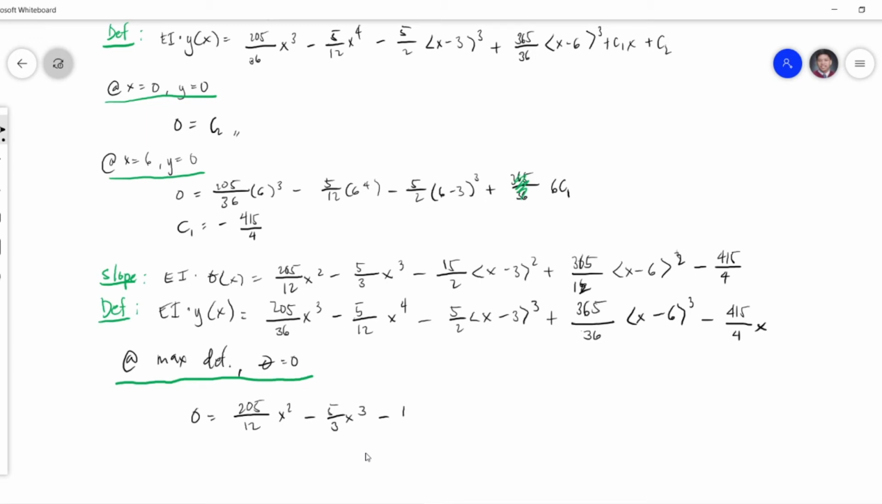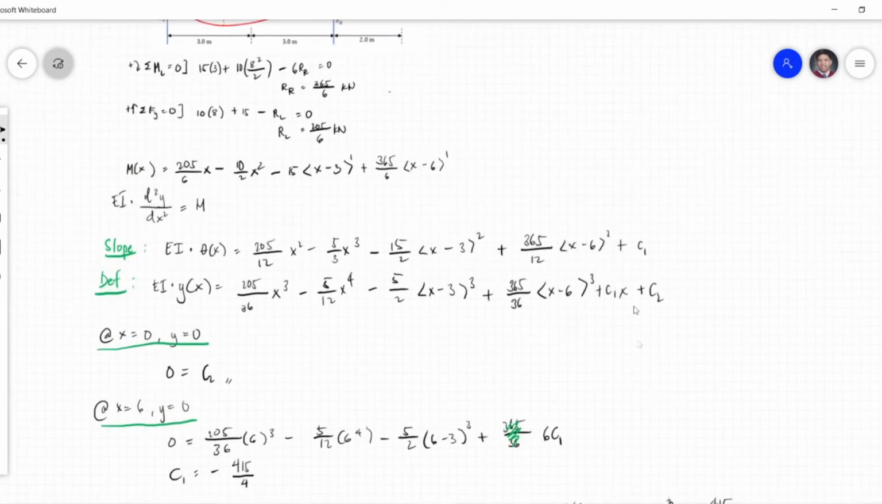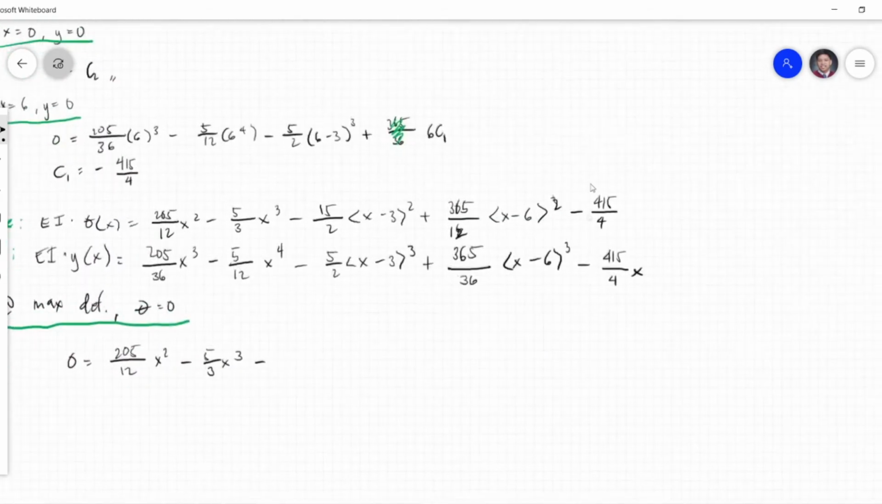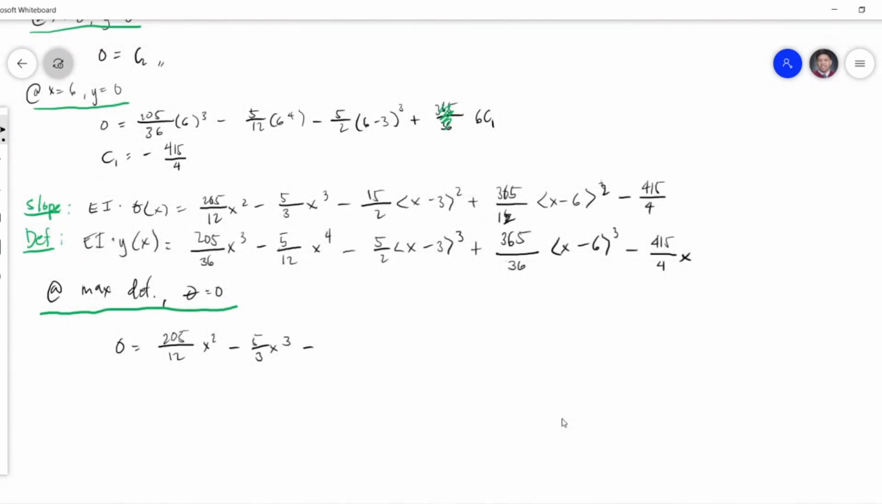minus, now, check natin yung beam natin muna pala. Yung assumption natin sa maximum deflection is mag-o-occur siya to the left of x equals 3. So, hindi siya abot ng x equals 3. Kung yun yung case, itong x minus 3 natin would be negative. And itong x minus 6 natin would be negative din. So, effectively, itong dalawang ito ay magzi-zero lang. So, i-disregard na natin sila.